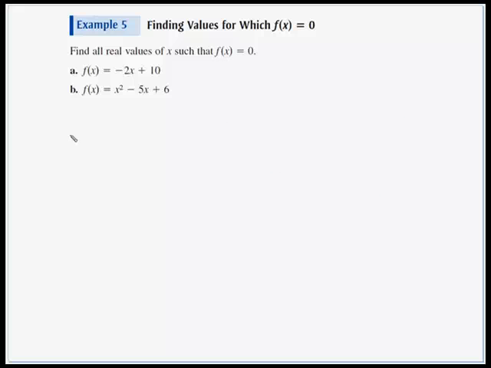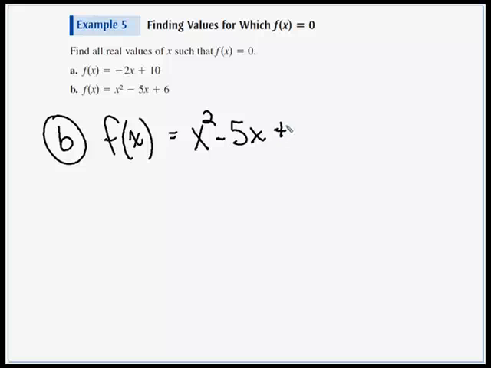Alright, let's check out letter B. Letter B, our function is f of x, and that is a quadratic. X squared minus 5x plus 6, and we're going to set the function equal to 0. And we did this already in section 1.4. The only difference now is we're changing up with this function notation. F of x is our function value, the output value, and we want to find the values for which it is equal to 0. So we're going to take this quadratic and factor it.